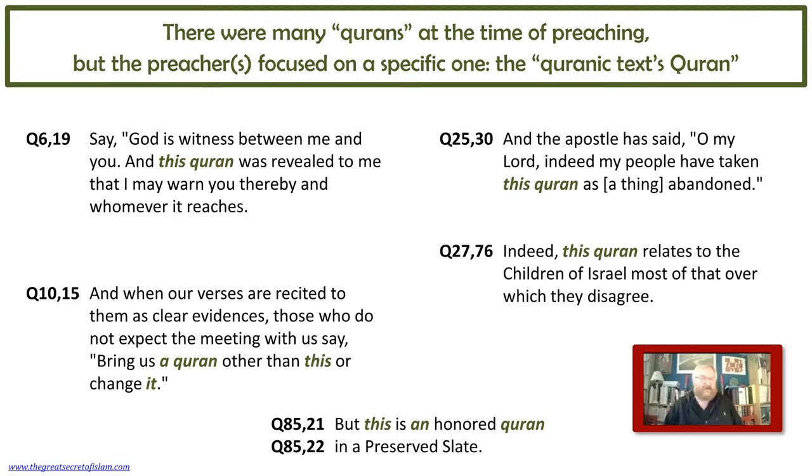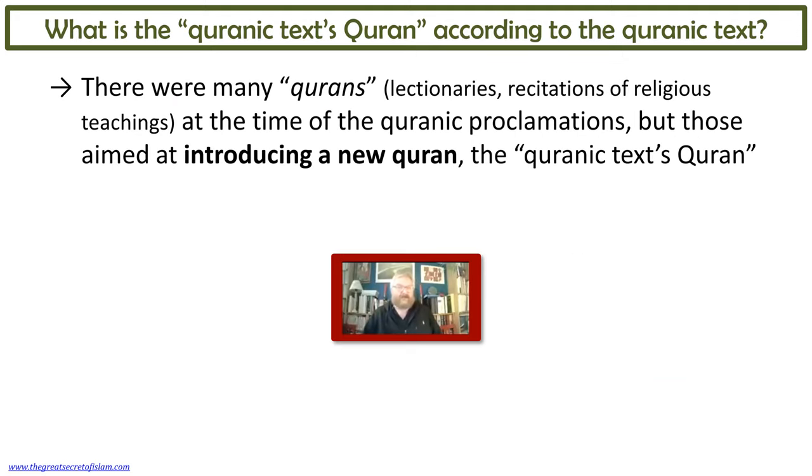And so what I want to point out here is that we find evidence in the Quranic text that there were many Qurans at the time of the preaching. But there was something about a unique Quran, something new. And what we get is that, of course, there were many Qurans, many lectionaries, many recitations of religious teachings at the time of the Quranic proclamation. But the proclamations aimed at introducing a new Quran, the Quranic text, the specific Quran, that is the issue here.